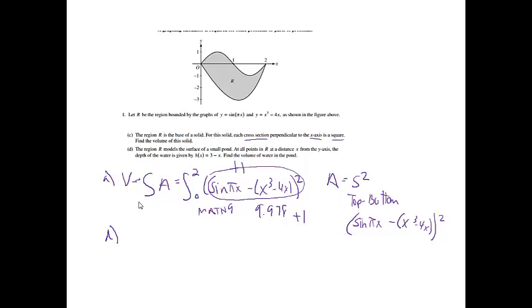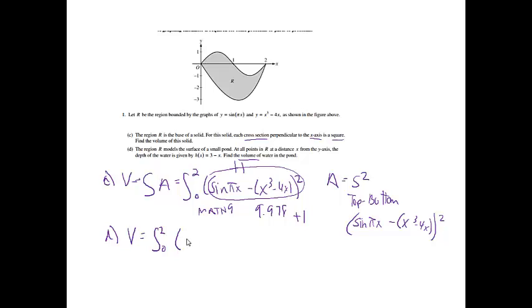All right, part D, the region R models the surface of a small pond. At all points in R at a distance x from the y-axis, the depth of the water is given by h of x equals 3 minus x. Find the volume of the water in the pond. All right, well, to get volume, I know I'm just going to take the area and multiply it by the height. So I'm basically going to take what I was doing in my area problem. I know that this is going to be going from 0 to 2.